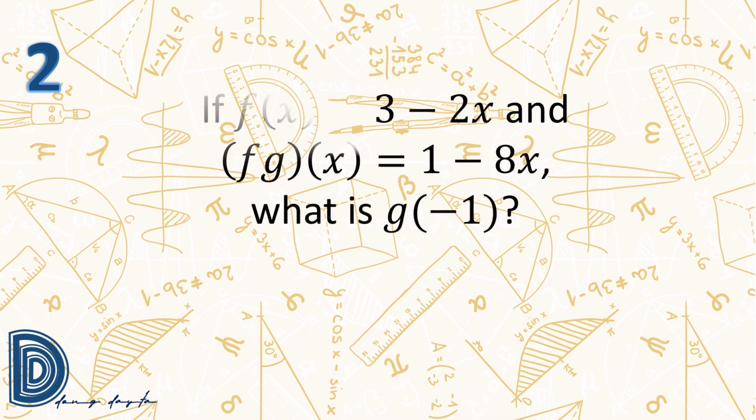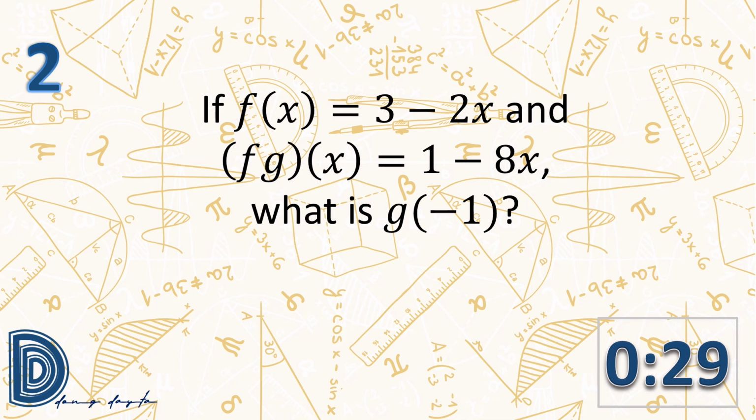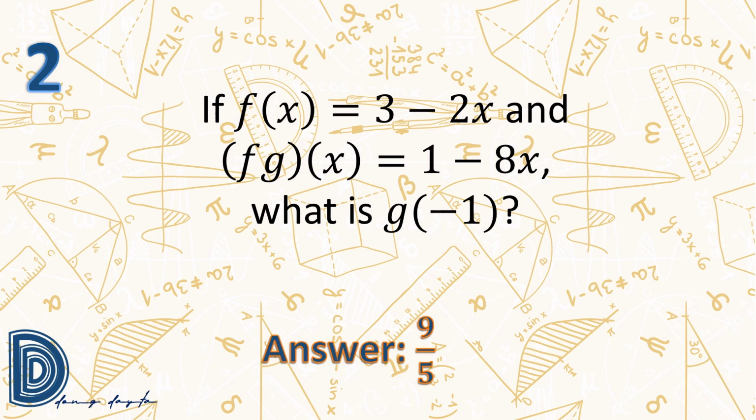Question number 2. If f(x) is equal to 3 minus 2x and fg(x) is equal to 1 minus 8x, what is g(-1)? Again, if f(x) is equal to 3 minus 2x and fg(x) is equal to 1 minus 8x, what is g(-1)? Go! Time is up. The answer is 9 over 5.